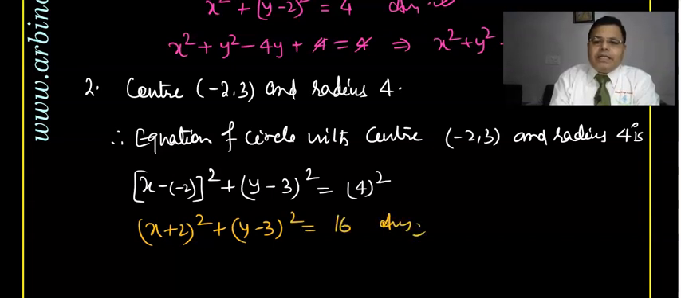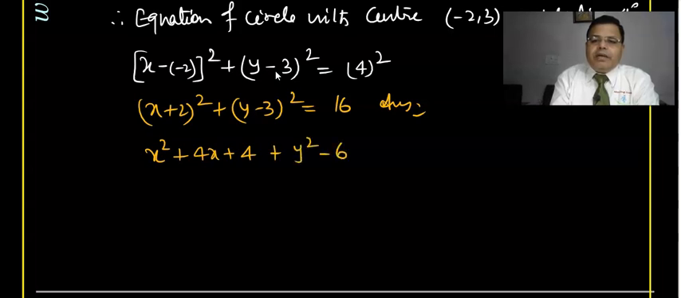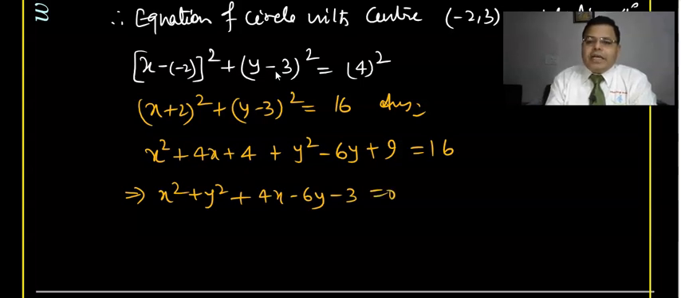This can be written as the answer, there is no issue, but if you simplify it, you will have x square plus 4x plus 4 plus y square minus 6y plus 9 is equal to 16, and that can be written as x square plus y square plus 4x minus 6y minus 3 is equal to 0. This type of equation is usually written, and this is the general form of the equation. I'll show you why and how this happens.